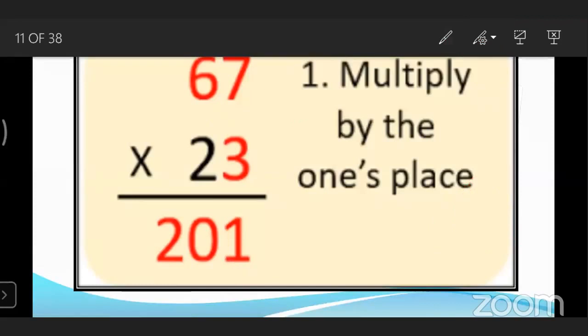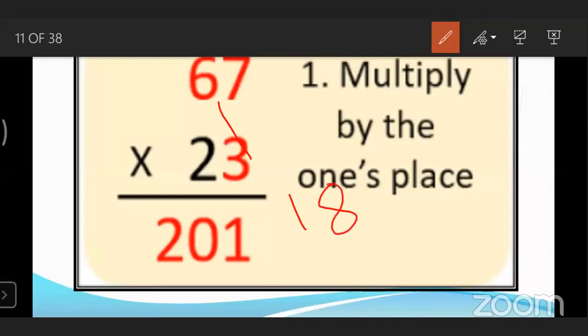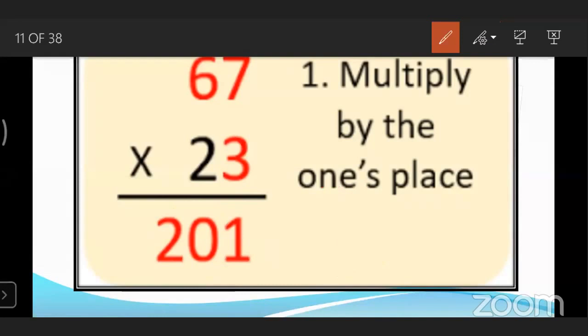Now, next multiplication will be 3 multiplied by 6, right? 3 6s are 18, and the carry over 2. 18 plus 2 is equal to 20. Very good. So we have written 20. So 201. Is it the final answer? No, very good. It's not the final answer.